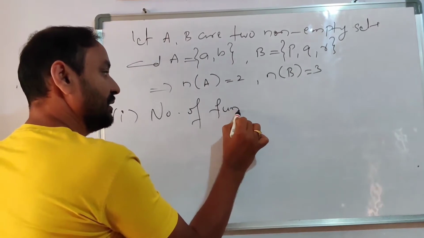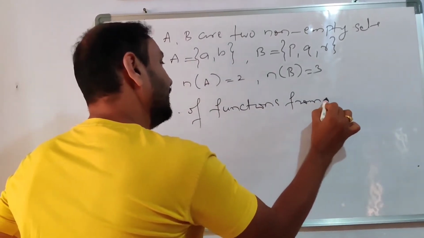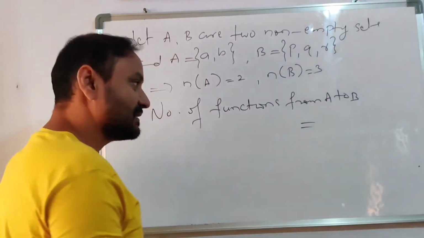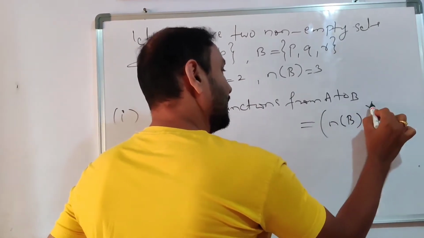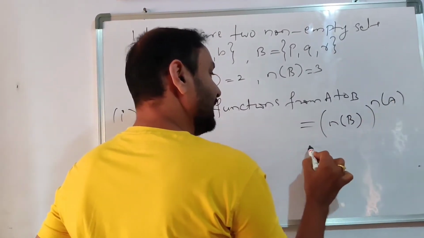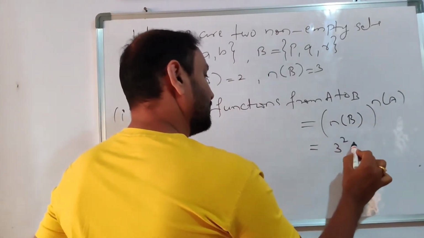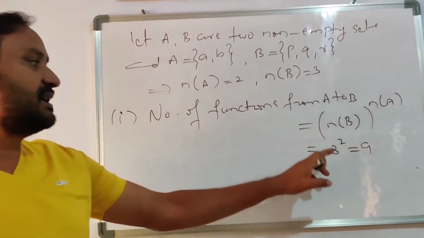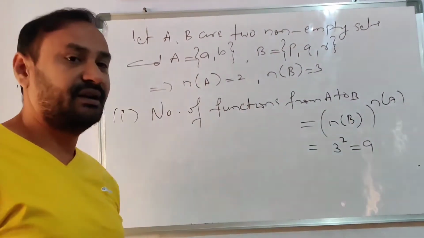Number 1: the number of functions from A to B. We know the formula: the number of elements in B raised to the power of the number of elements in A, that is 3 to the power 2. So the total number of functions from A to B is 9.